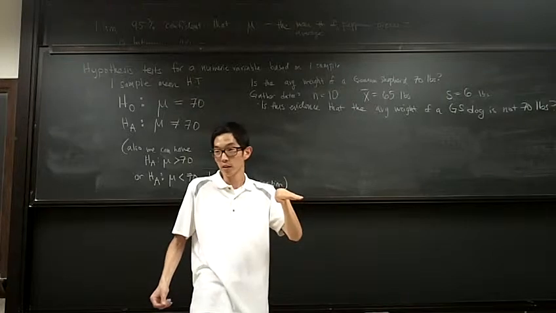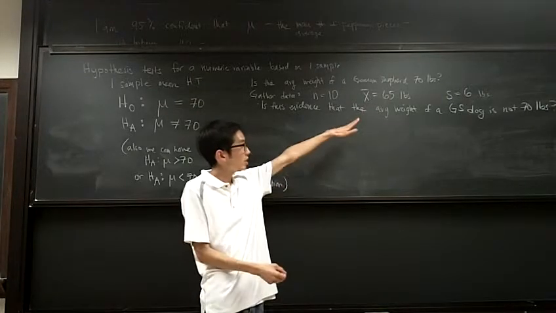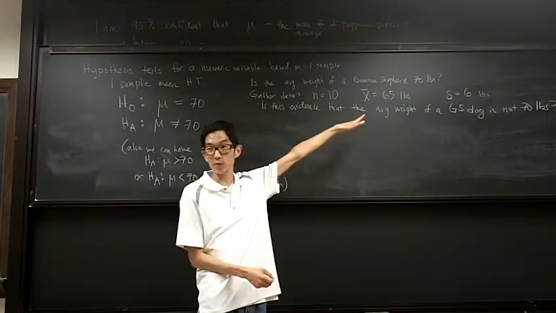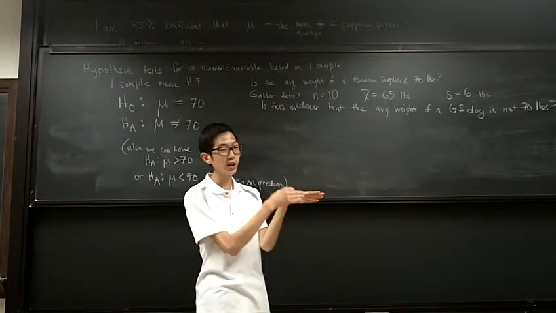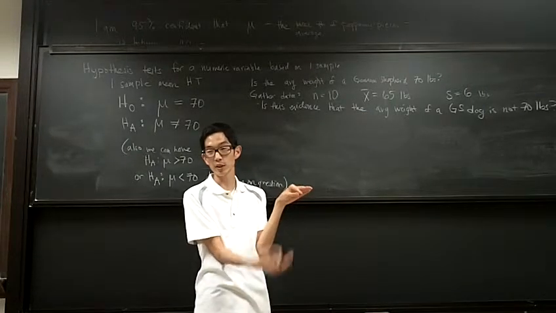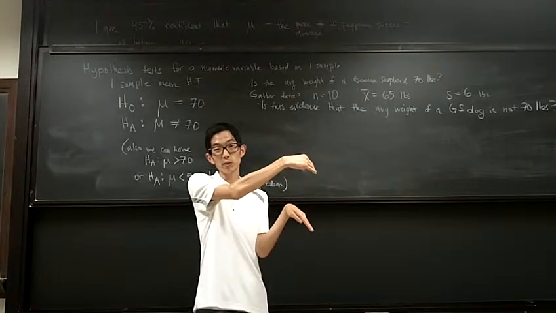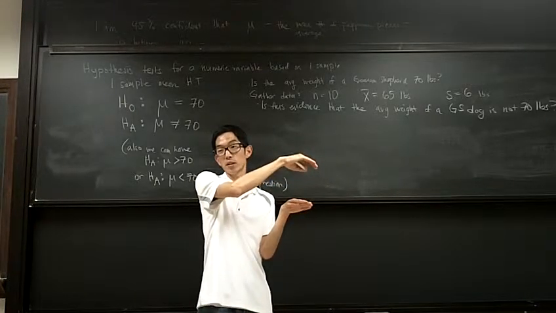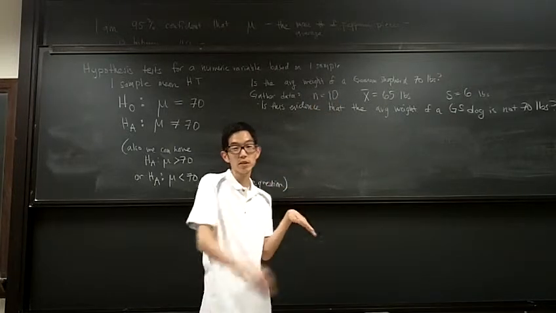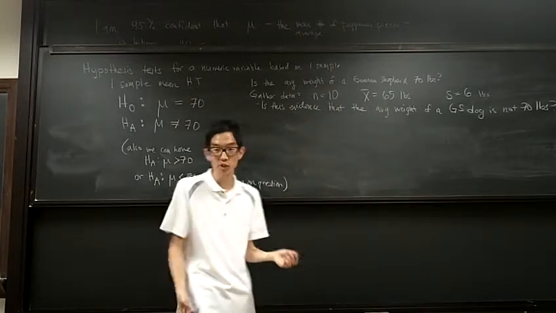Observing that or something even further away from the mean. So 65 pounds is 5 pounds away from the mean going down. Also equally extreme in the opposite direction would be if we got an average of what? 75. 75 or higher. Okay, so that's what this idea of something more extreme means.